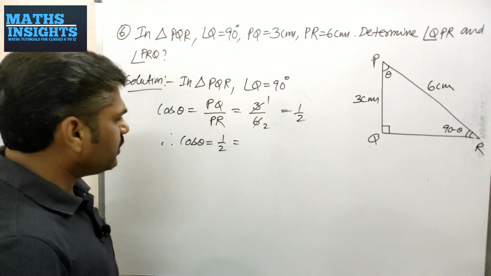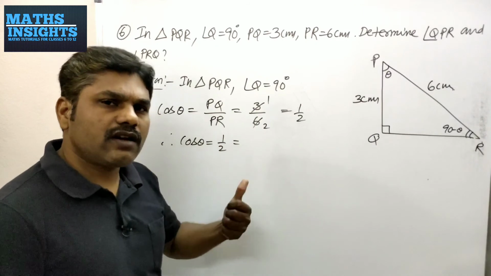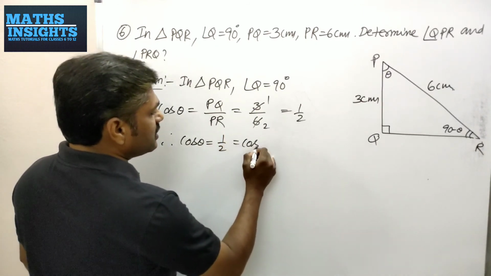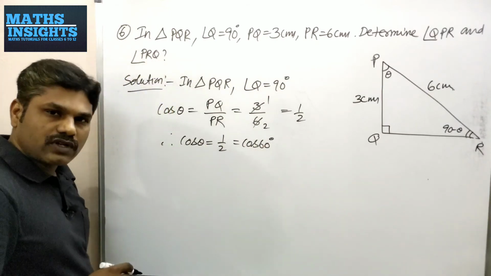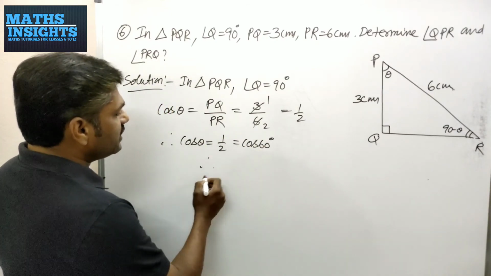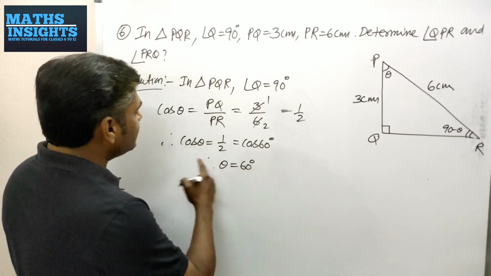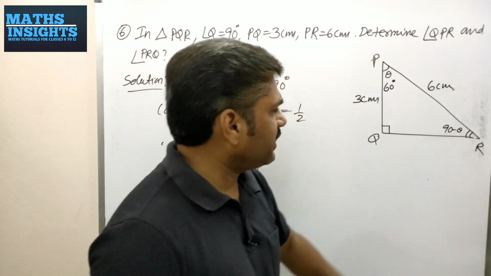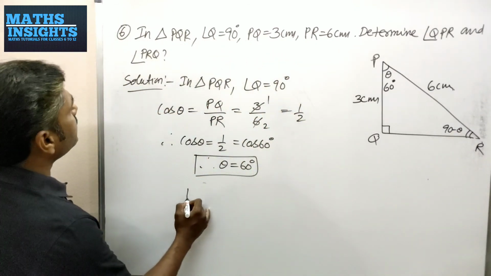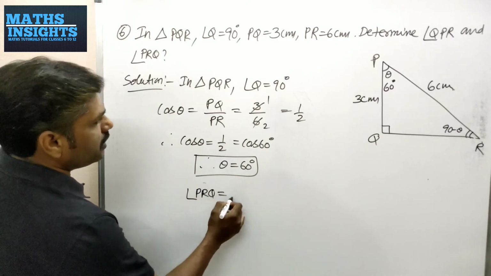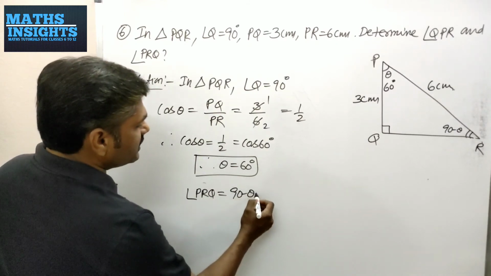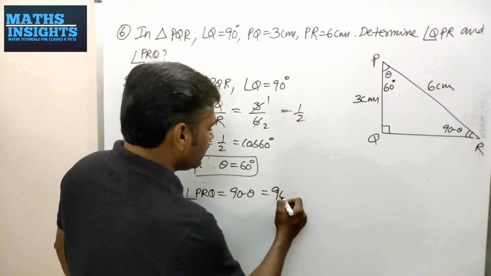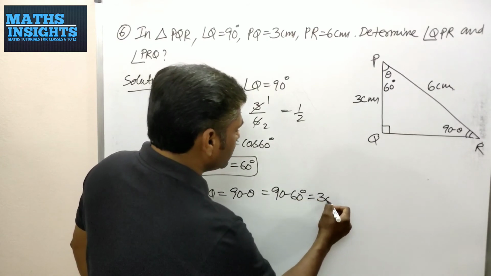Now, we have to remember for what angle cos theta gives 1 by 2. It is observed that it is cos 60. Therefore, cos theta is equal to cos 60. It is very clear that theta is equal to 60 degrees if you remove cos on both sides. You may find the next angle, that is the second angle, angle PRQ. PRQ is equal to 90 minus theta. Already you calculated the theta value as 60. Therefore 90 minus 60 is equal to 30 degrees.